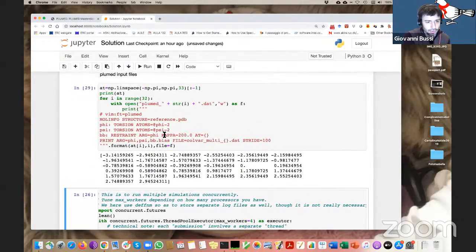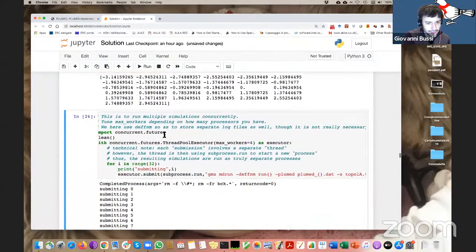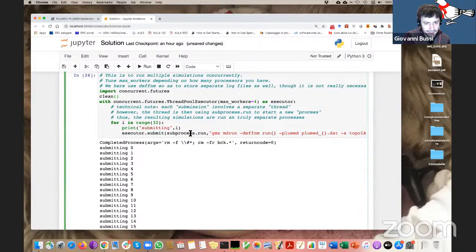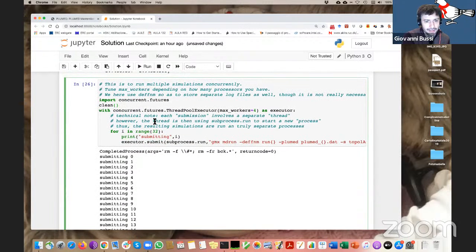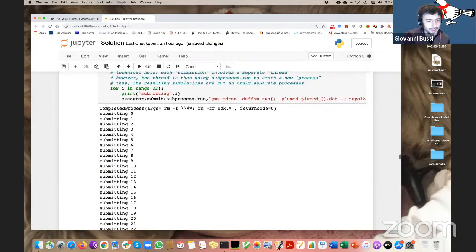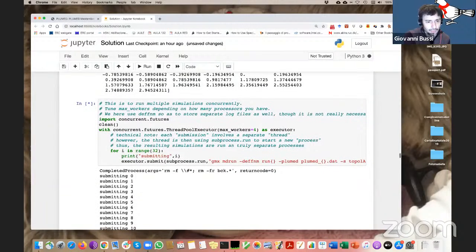And I'm just producing all the input files with a script. And here, that's the reason why I'm using this subprocess.run, because in this way I will be able to run these simulations in parallel using Python. So while they run, because it will take a few seconds, I will show you how it works.